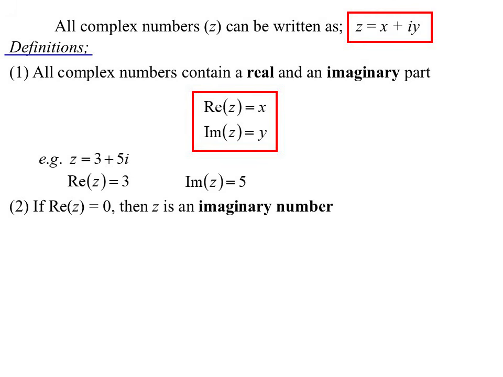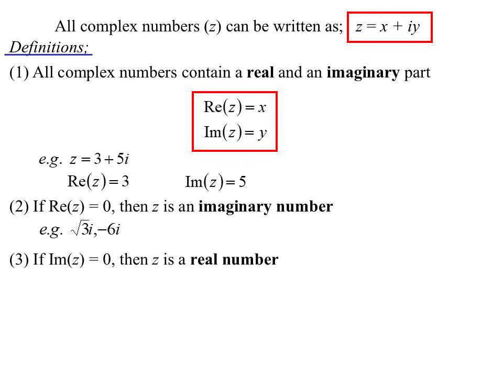Now, if the real part is 0, then z is an imaginary number. Or more to the point, it's a pure imaginary number. There is no real part to it whatsoever. So example of that, root 3 i, minus 6i. Basically, we just have one term, if you like, where it's something times i. That would be our pure imaginary number.